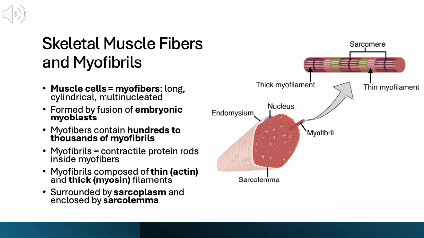Inside each fiber are myofibrils, long, thread-like structures that run the length of the cell. Each fiber can house thousands of myofibrils, and each myofibril contains the proteins responsible for contraction. The cytoplasm of the fiber, called the sarcoplasm, holds mitochondria, glycogen, and other components needed for energy. This highly organized design means the entire fiber can contract in unison when stimulated.